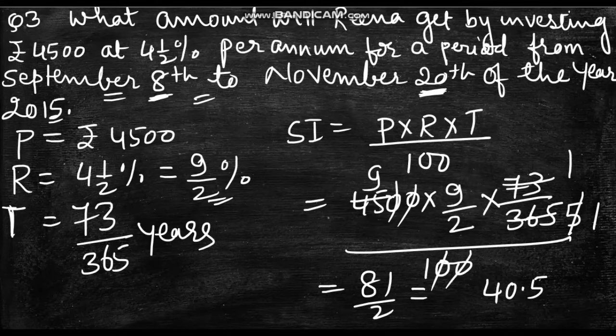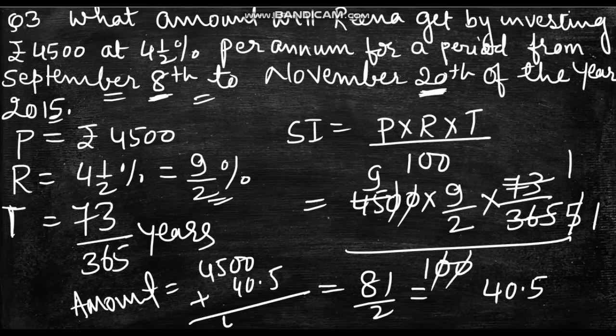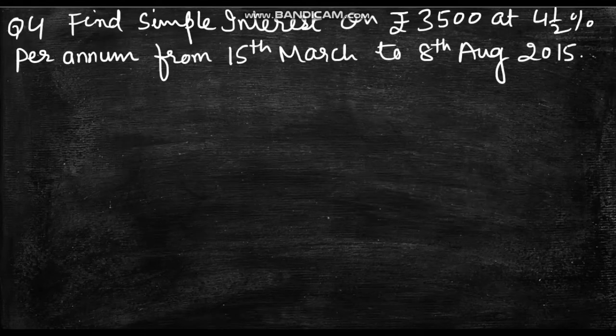So what will be your amount? Amount will be equal to 4500 plus 40.5. So it will be 4540.5. So Reena will be getting rupees 4540.50 after 73 days. Come on children, let us see question number 4.